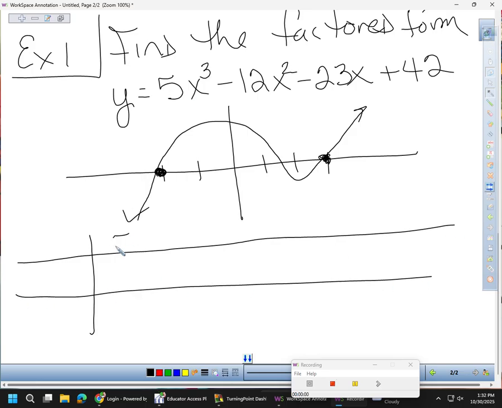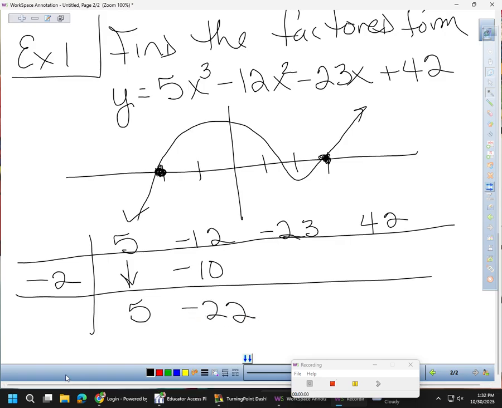So my coefficients are 5, -12, -23, and 42. Let's start with my first 0 at -2. Bring down my 5. -2 times 5 is -10. Add those together, I get -22. -2 times -22 is 44. Add those together, I get, I don't know. Yes, 21. 21, thank you. -2 times 21 is -42. And there's no remainder. Excellent.